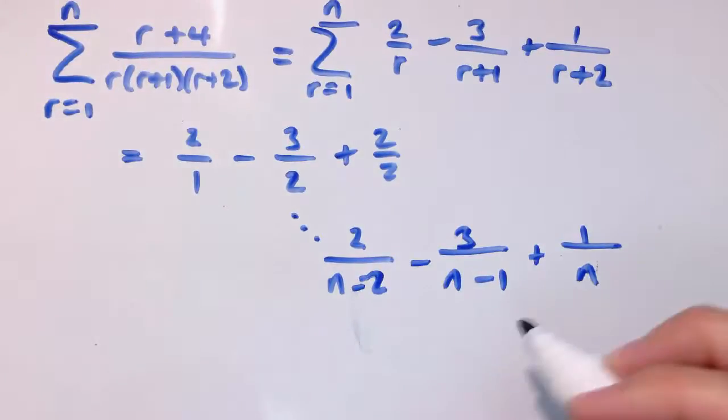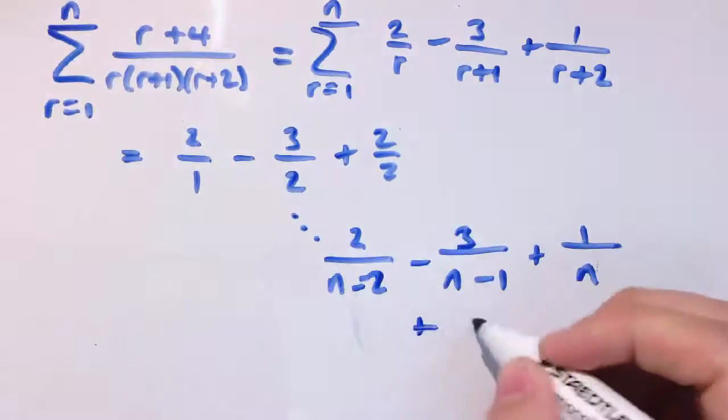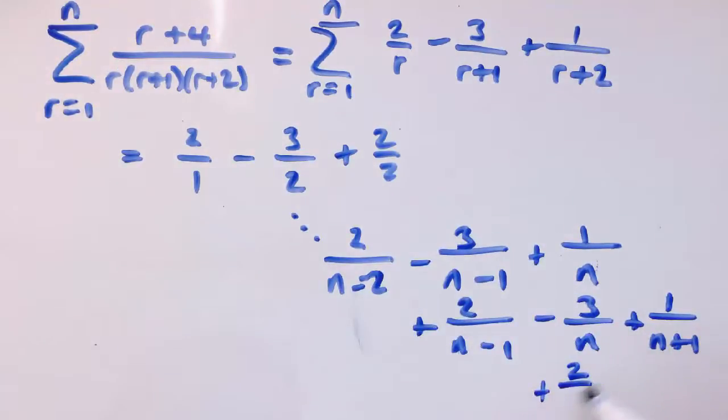Now, the next term will be n minus 1 going in here, so I'm going to get plus 2 over n minus 1 minus 3 over n, and then plus 1 over n plus 1. That's what I get when I put n minus 1 in place of r. And then the final term, when I put n in, I get plus 2 over n, still running out of space, minus 3 over n plus 1, and then final term plus 1 over n plus 2.